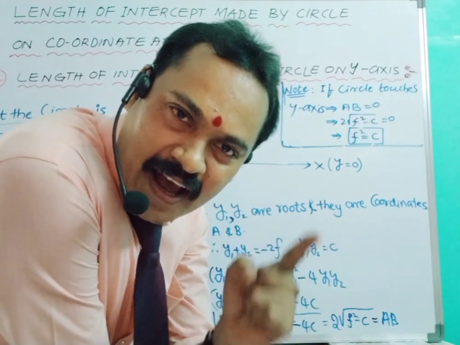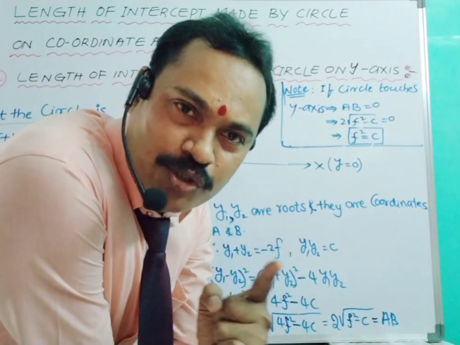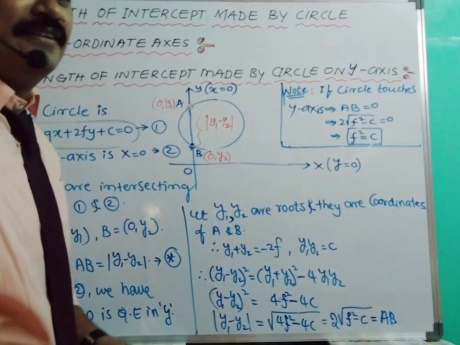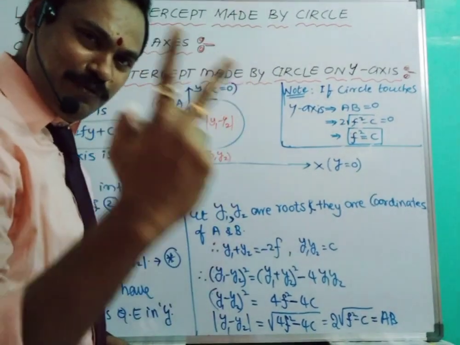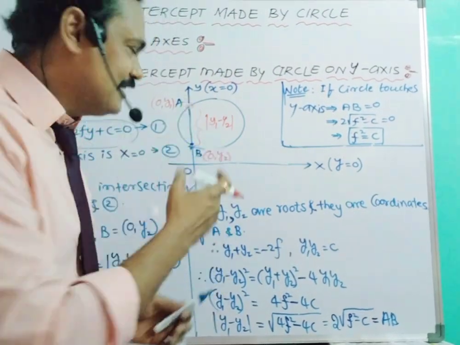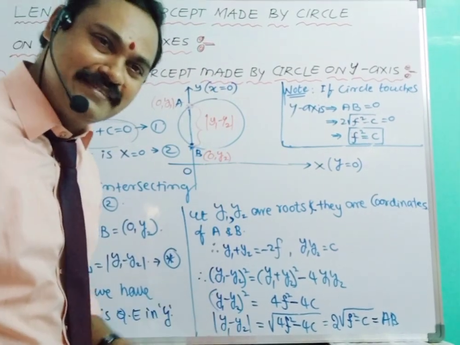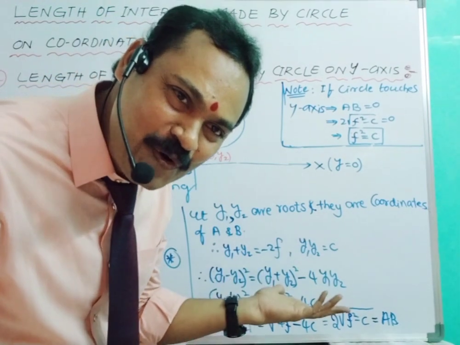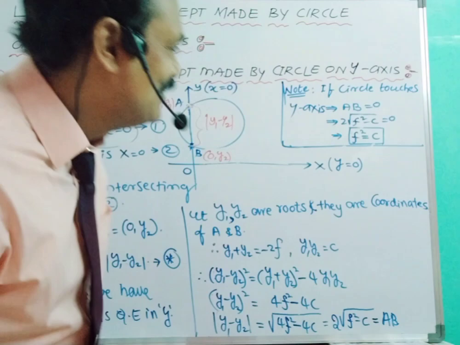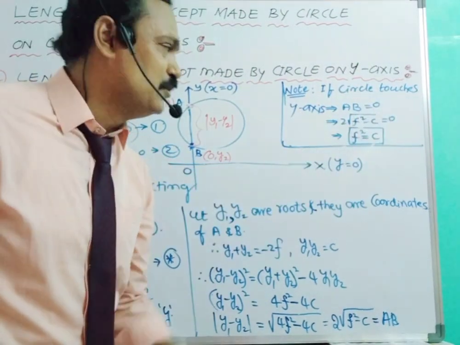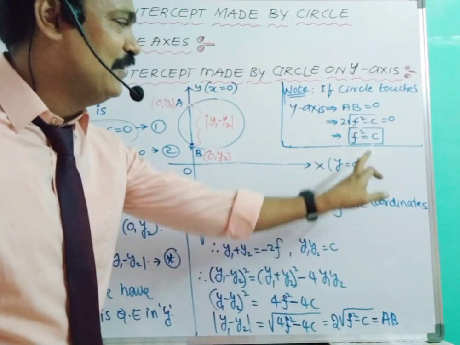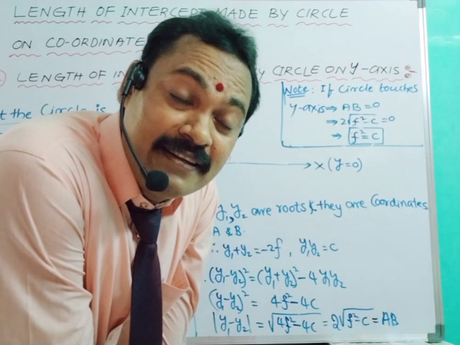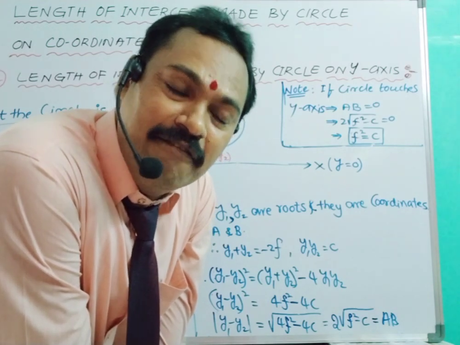And in a similar way, I am going to make one important point for JEE pattern, that if this circle is intersecting y-axis in 2 points. If that circle is touching y-axis, what happens? If that circle is touching y-axis, there is no intercept, right? So that intercept will become 0. 2 root over f square minus c equals 0. That remains f square equals c. That is the condition if the circle touches y-axis.